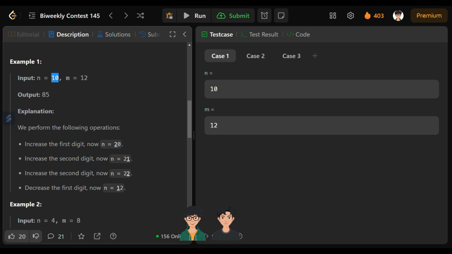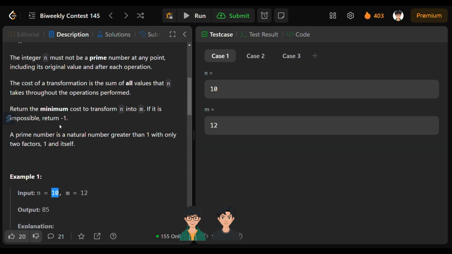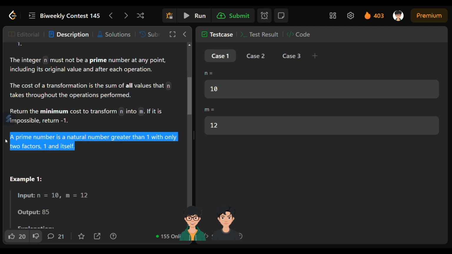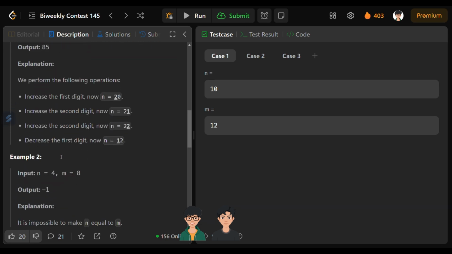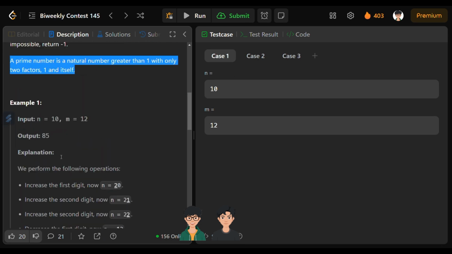By seeing this question, Priyanshu and I first thought of this as a DP question, but it's a graph question. I don't think it is a DP.